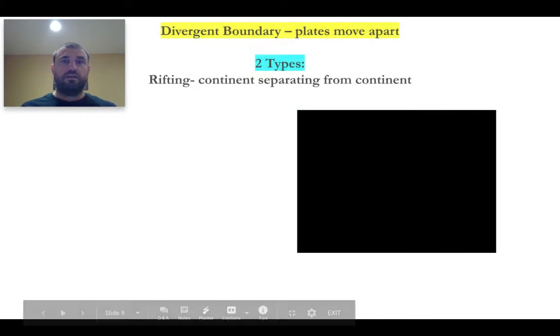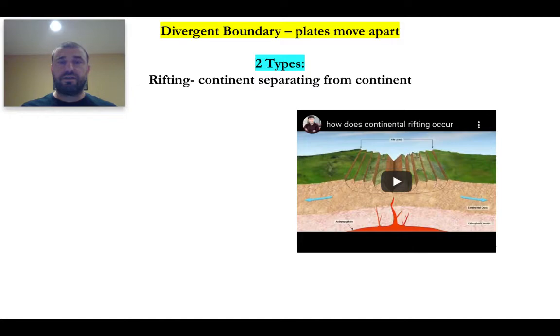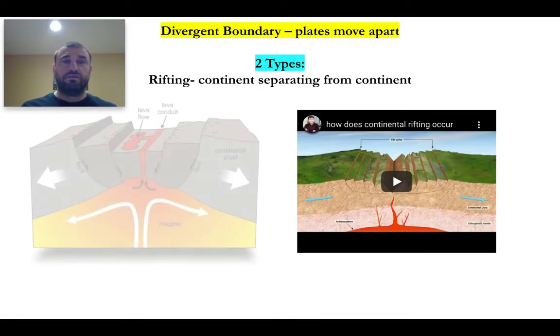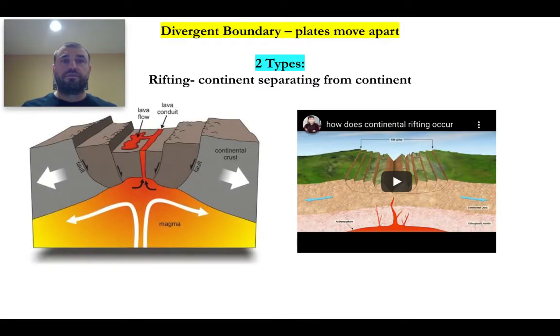All right. So there's two types of divergent boundaries. So you can have what's called rifting. That's when continents separate from continents. And that's the image on the left. Okay, so this image right here.